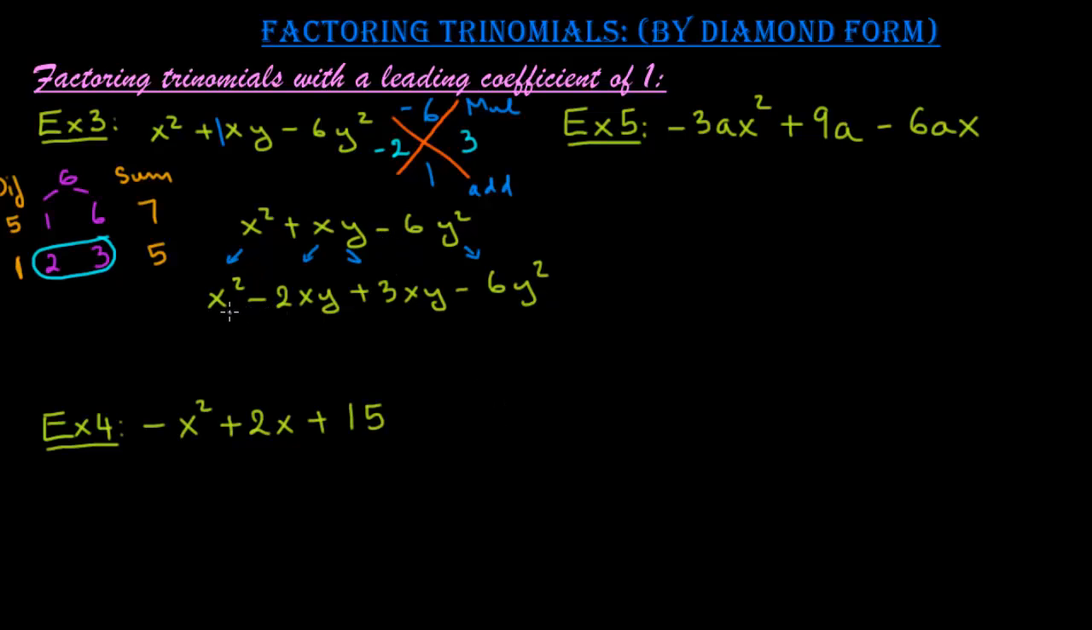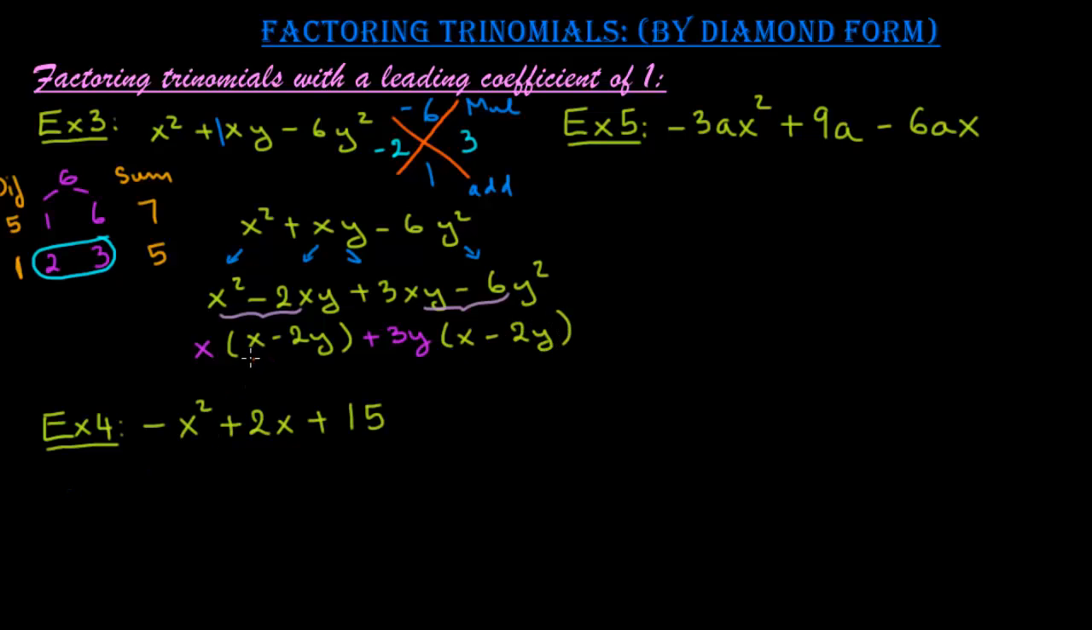Then our next step is grouping 2 by 2. We group the first two terms and the last two terms. The common factor of the first two terms is x, so it gives me x minus 2y inside parentheses. And the common factor of the last two terms is positive 3y, which leaves me with x minus 2y inside.